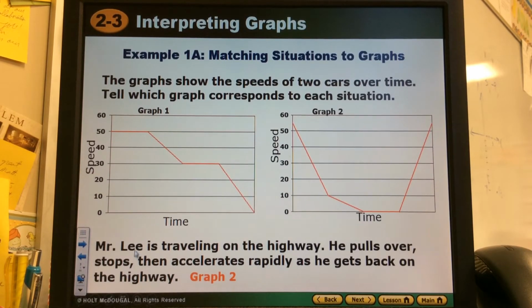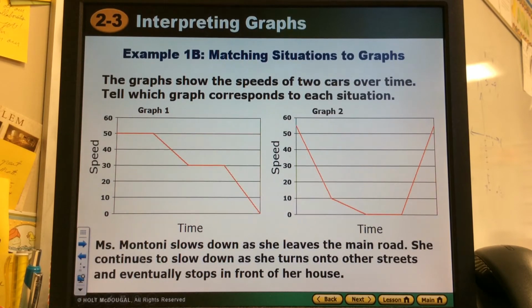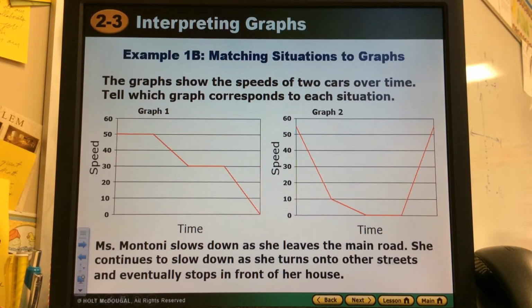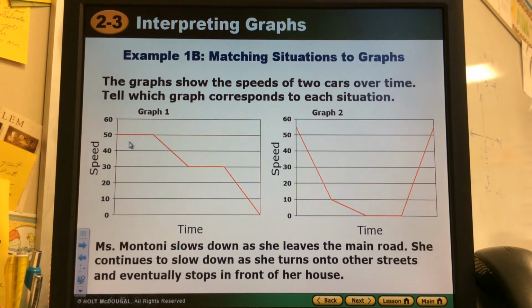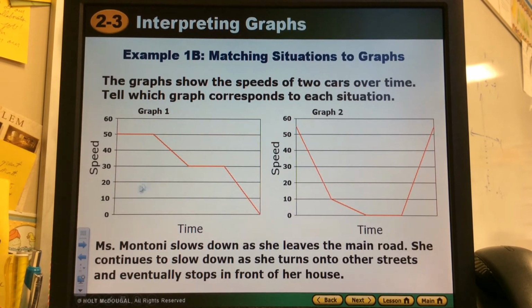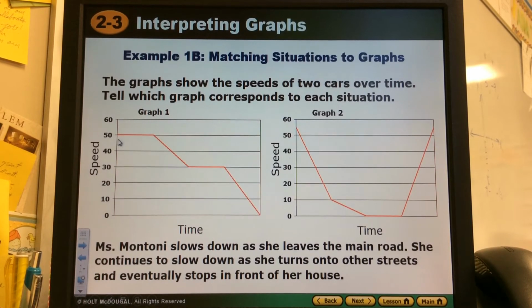So the next graph says Miss Montoni slows down as she leaves the main road. She continues to slow down as she turns onto other streets and eventually stops in front of her house. Well, we know it can't be this one because we just picked it. So if we look at this one, I see some flaws in this one, but I understand they're just skipping some things that they're saying.